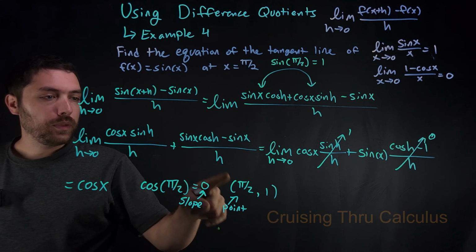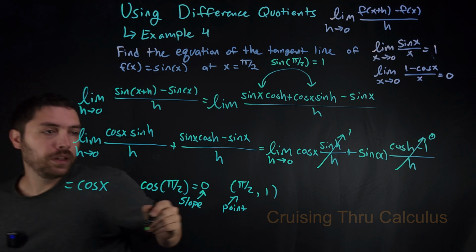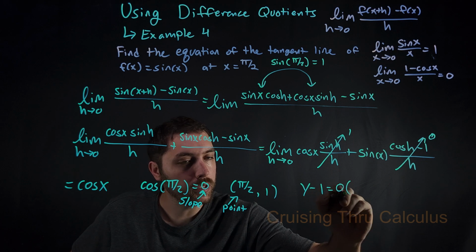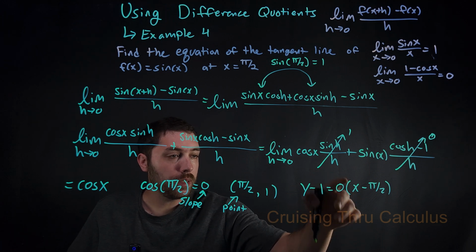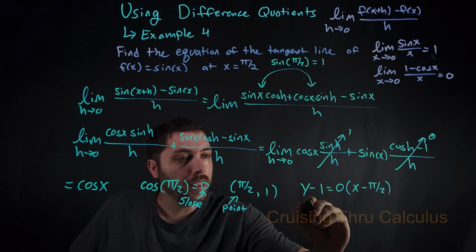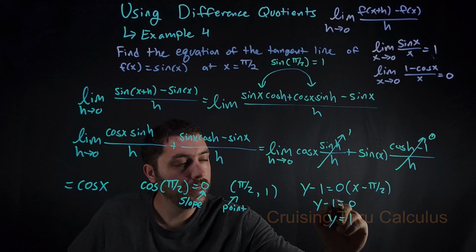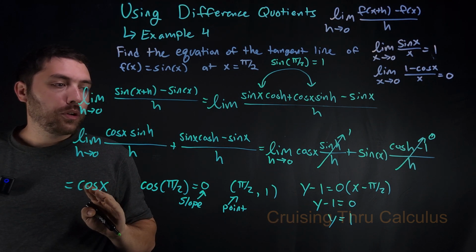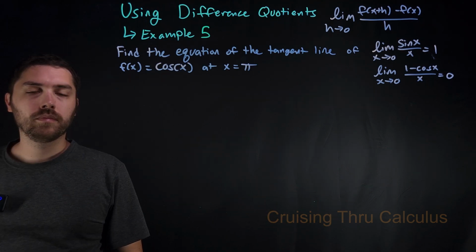Now that we have the slope, now that we have the point, we can plug this into point-slope form and we can get our answer. So we're going to get y minus 1 equals our slope, which is 0, times x minus pi over 2. Now 0 times anything is just 0, and then what I'm going to do is add the 1 to the other side. This is our final answer here. If you can believe that, all the work we did was just so we could get y equals 1.